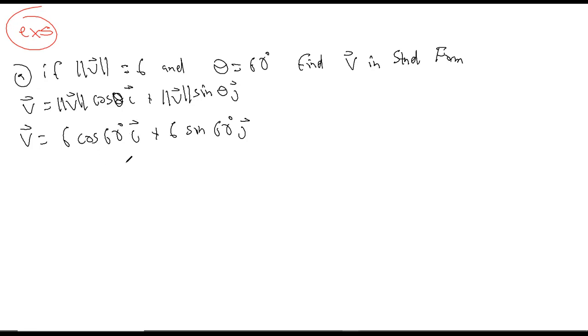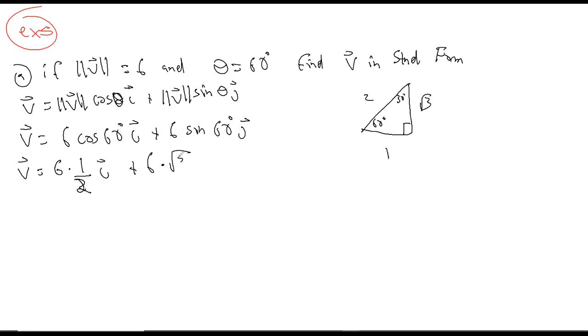But we know the cosine and sine of 60 degrees based on our old friend, the 1, 2, square root of 3 triangle. The cosine of 60 is a half. The sine of 60 would be square root of 3 over 2. So this is 6 times a half times the unit vector I, plus 6 times the sine of 60, which we said is square root of 3 over 2, times the unit vector J. But this is reducible. 6 times a half is 3. So that's 3i plus 6 divided by 2 is 3 again, so 3 square root of 3 j.